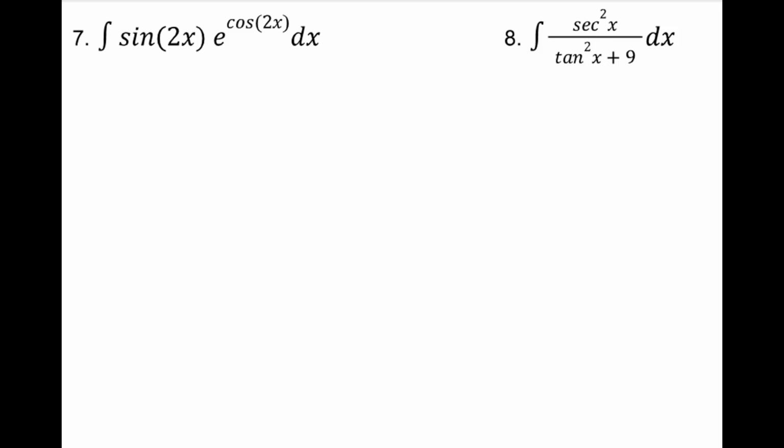For number 7, we have e to a function of x, so perhaps we have e to the u prime. Let's check. Pretty close. Let's multiply in a negative 2 and a negative 1/2. Now we have e to the u.